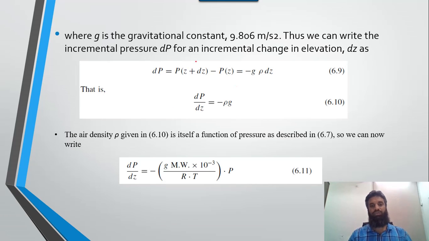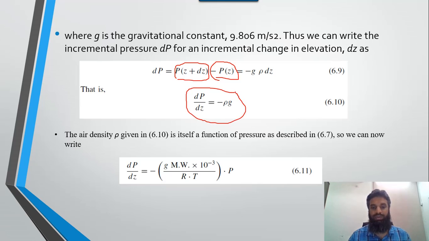So for the change in pressure, we have P(z + dz) minus P(z). So this is basically the change between the new pressure and the previous pressure. This change is basically g, rho, and dz. So if we move dz over there, then rho g is basically the change in pressure.